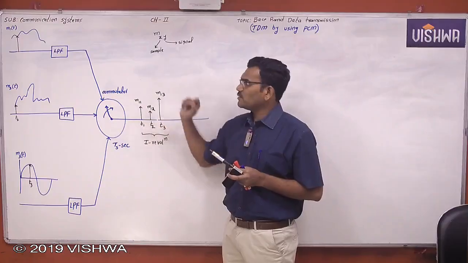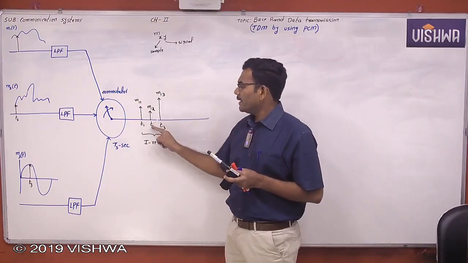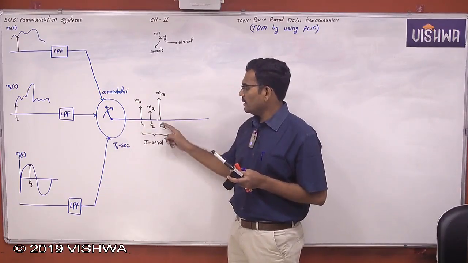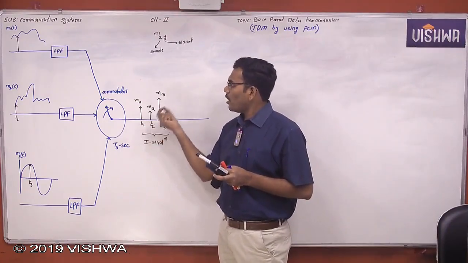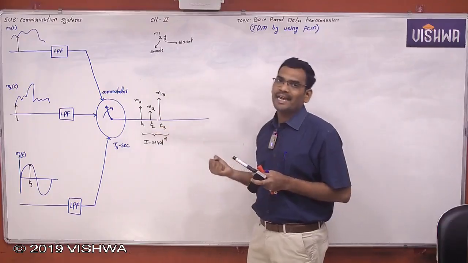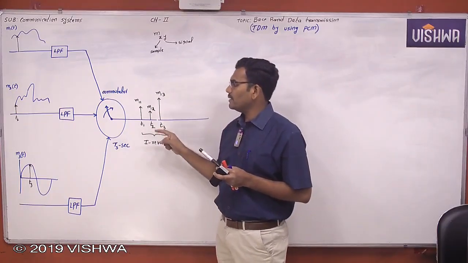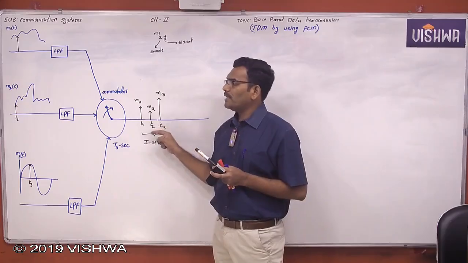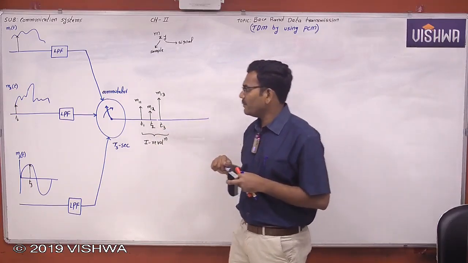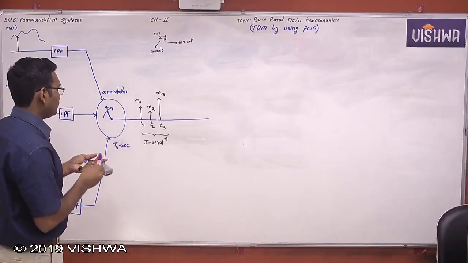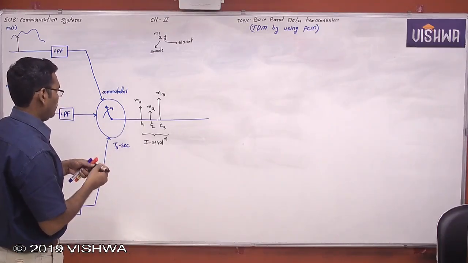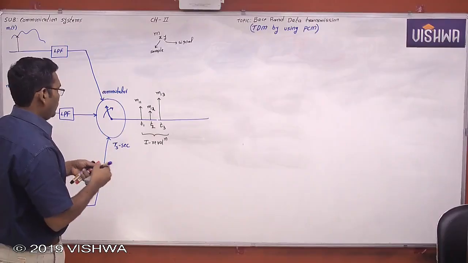At t1 seconds, first sample of the first message signal. At t2 seconds, second message signal. At t3 seconds, third message signal. Based on the time slot allotted for each signal, it will be captured. Now this is called time division multiplexing. Now see here.